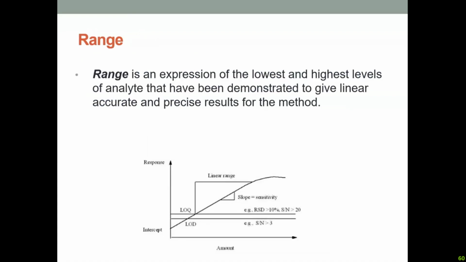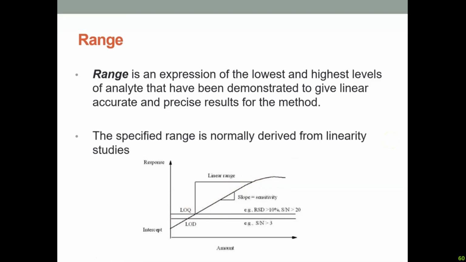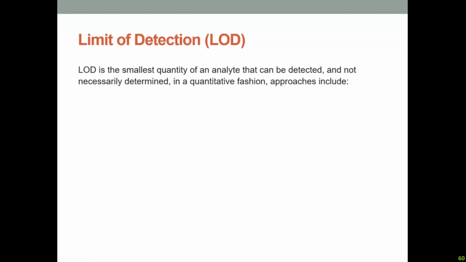The range is an expression of the lowest and the highest levels of analyte that have been demonstrated to give linear, accurate and precise results for the method. And you can see in this example here, we've got our amount and we've got our response, and our intercept is here. We've got our LOD and our LOQ, but what we're interested in for range is this part of the graph where we've got a linear range. Once it's sloping off, we're no longer in a linear range. Specified range is normally derived from your linearity studies.